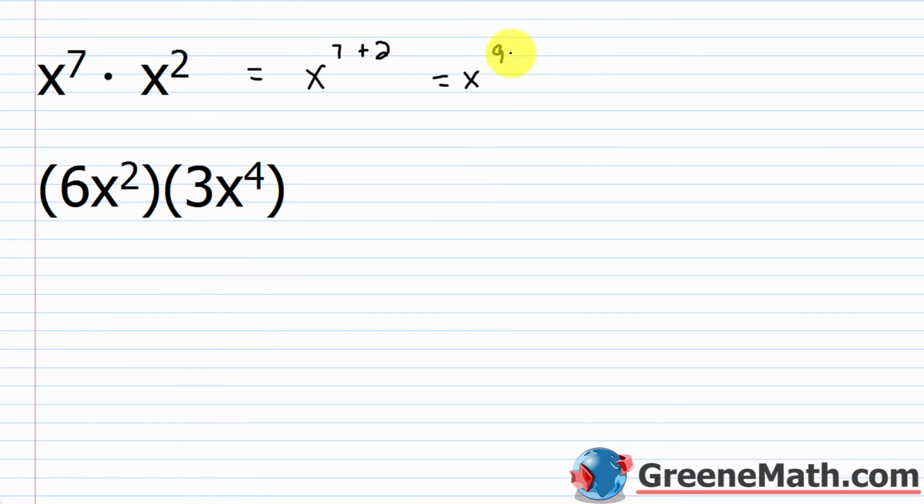For the last example, I have 6x squared times 3x to the 4th power. So what I'm going to do is write this as 6 times 3 times x squared times x to the 4th power. We know that 6 times 3 is 18. And then x squared times x to the 4th power, we have the same base, that's x. So we keep that the same, and we add the exponents. 2 plus 4 is 6. So this would be 18x to the 6th power.